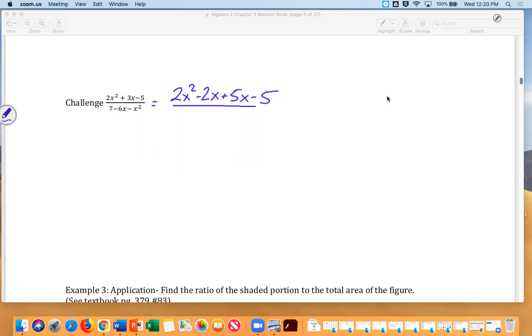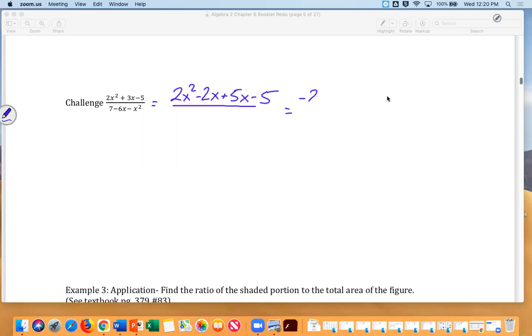That was -10. What are the factors of -10 that add up to 3? Notice right there. Okay. Again, I'm still not dealing with the denominator yet, just working with the numerator.